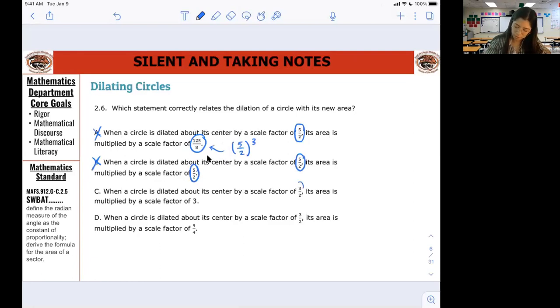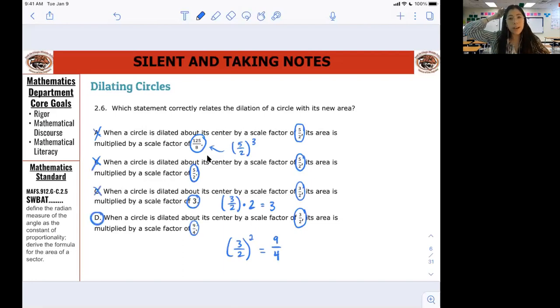C, 3/2 and 3. What they did here is they did 3/2 times 2, which gives you 3. But that's not what you're supposed to do. What are you supposed to do? It's D. You're supposed to put it to the power of 2. So when I raise that to the power of 2, I get 9/4.